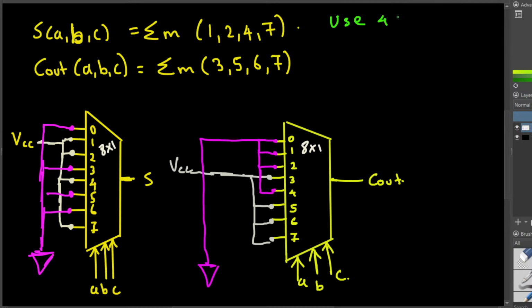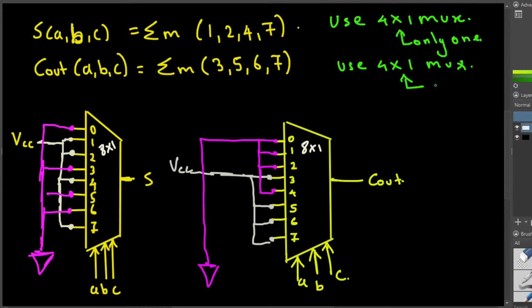Use 4 by 1 muxes, and also use only one. And here also use 4 by 1 muxes, only one. Okay, so let's see how to design this.